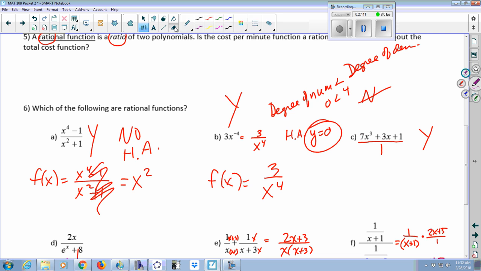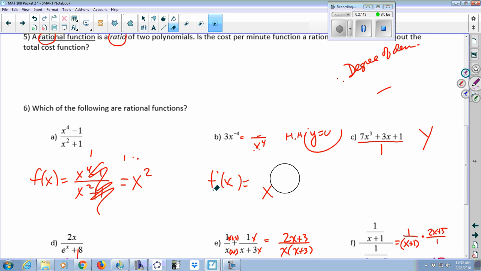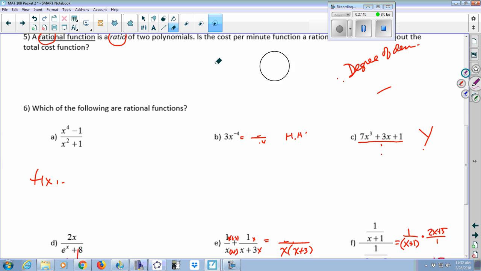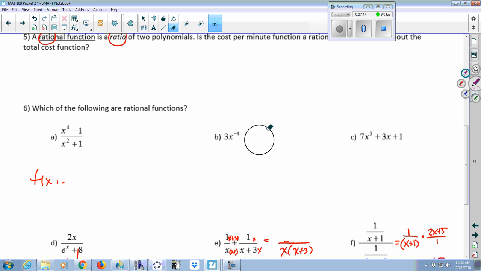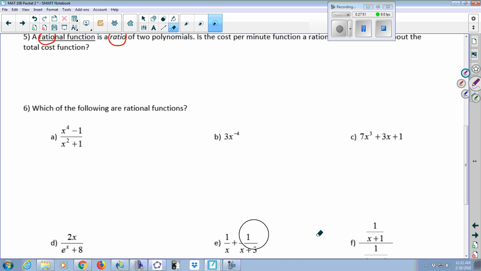I'm going to erase some of this stuff. So is there a real number that will make that first denominator 0? What value? Negative 1 squared is 1. 1 plus 1 is? No real numbers. X squared plus 1 will never be 0 in the real number system. So this has no vertical asymptotes.